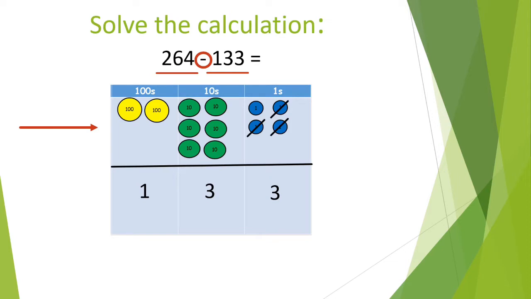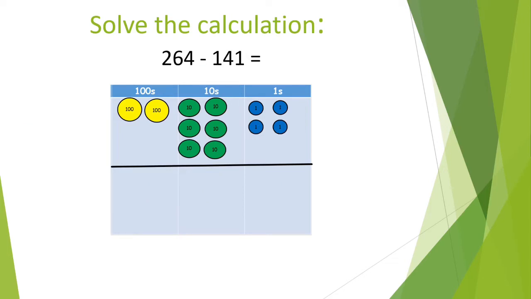Okay, then we need to move to the next column. So we need to take away 3 tens. And then finally, we're going to take away 100. So to find out our answer, we need to count what is left. So we can see we have 100, 3 tens, and 1 one. So our answer is 131.